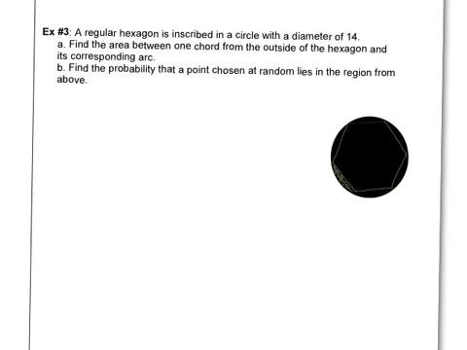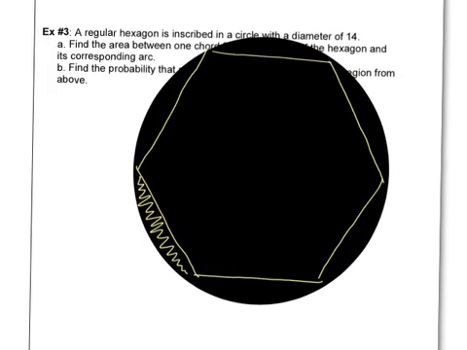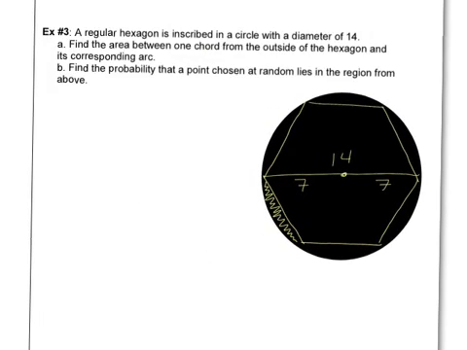Okay, example number 3 says a regular hexagon is inscribed in a circle with a diameter of 14. So I went ahead and drew this already in here. And if the diameter is 14, we could draw that across here, which means that from the center to the outside corner here, it is 7 and 7. Okay. They want us to find the area between one chord from the outside of the hexagon and its corresponding arc. Well, that would be like what I have shaded in here. One of these little sections right here. So let's think about what that would be.